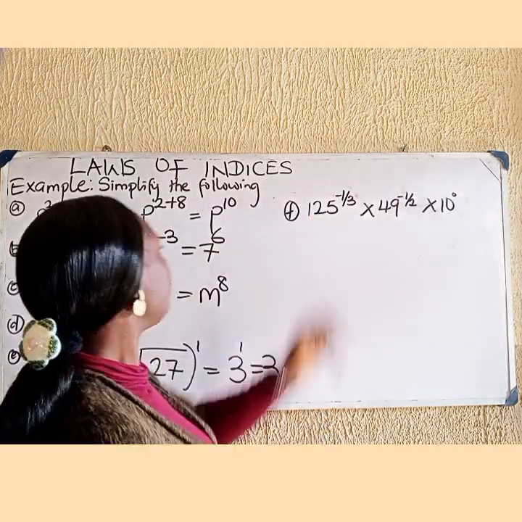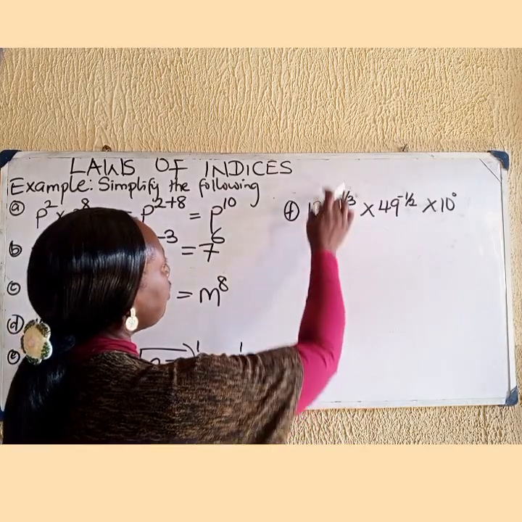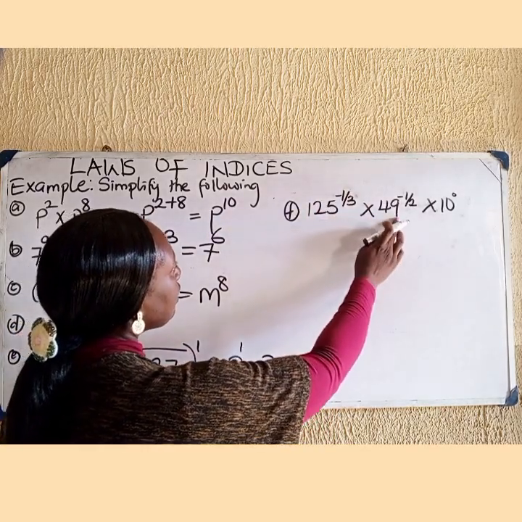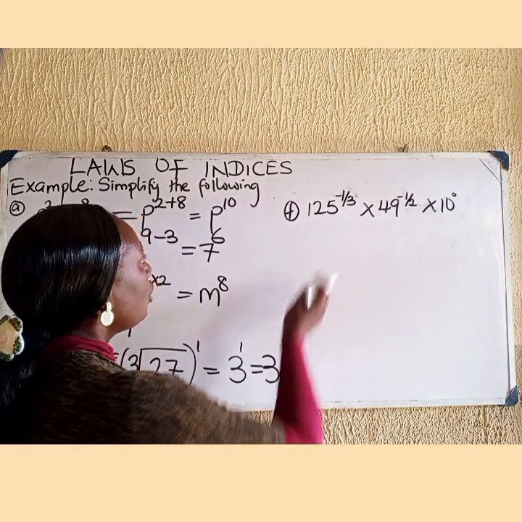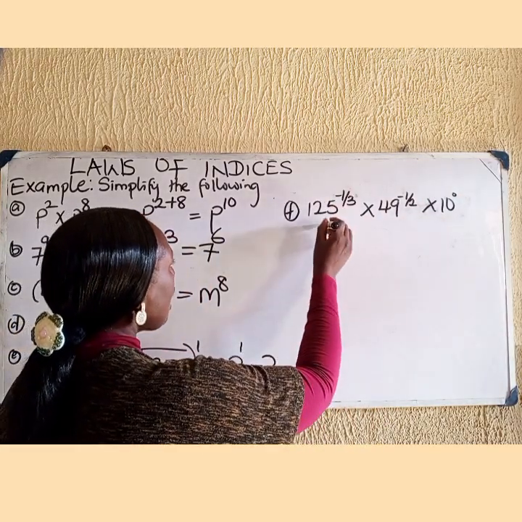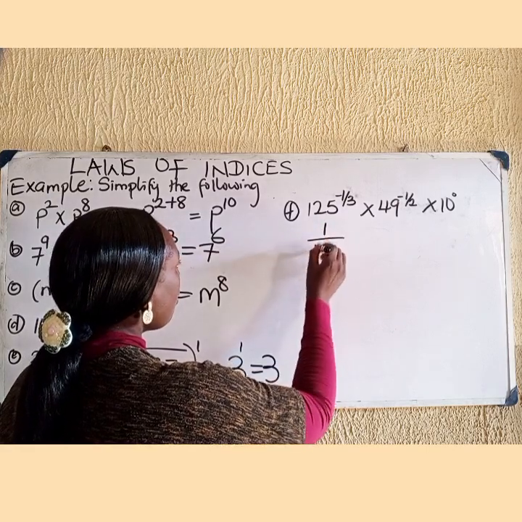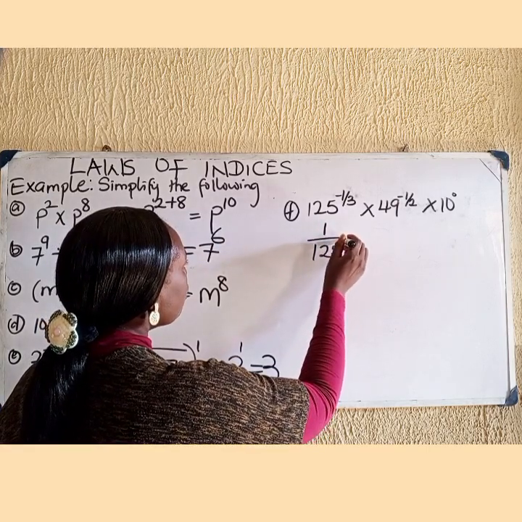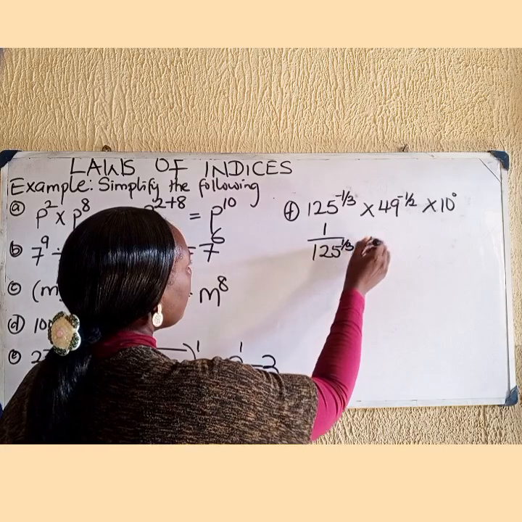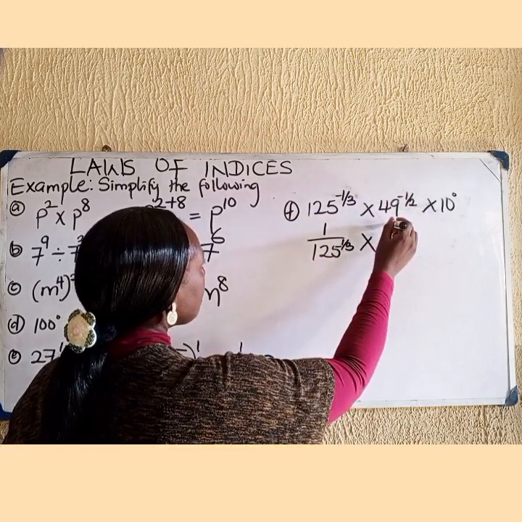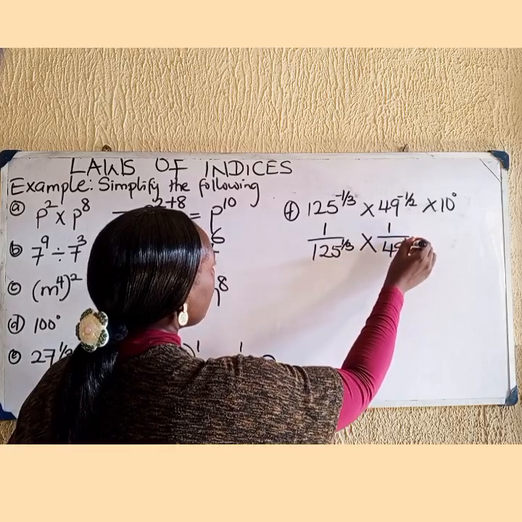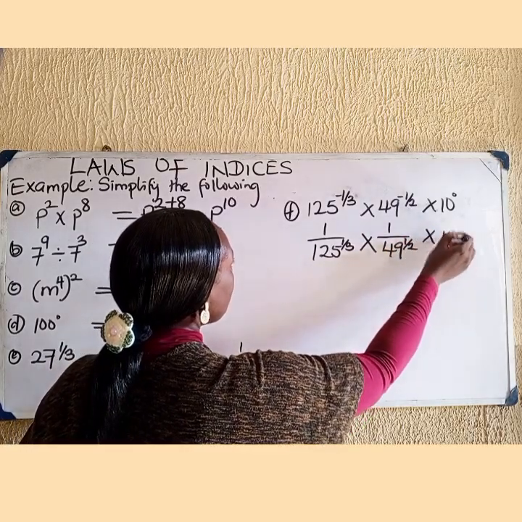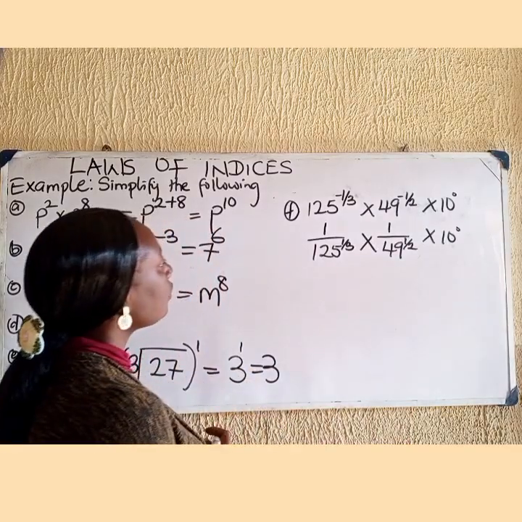Now F. I have 125 raised to power minus 1 over 3 times 49 raised to power minus 1 over 2 times 10 raised to power 0. Because of this minus, I will have 1 over 125 raised to power 1 over 3, times, because of this minus again, 1 over 49 raised to power 1 over 2, times 10 raised to power 0.